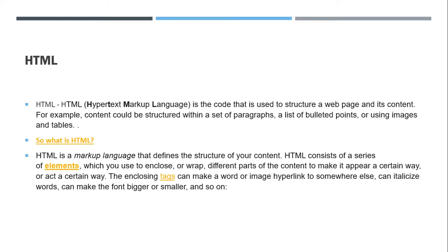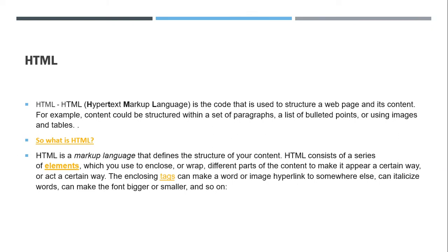The first and the most basic concept to learn before JavaScript is what's HTML. HTML is a hypertext markup language. It's code used to structure a web page and its content. For example, content could be structured within a set of paragraphs, a list of bullet points, or using images and tables. So what's HTML? In short, HTML is a markup language that defines the structure of your content.